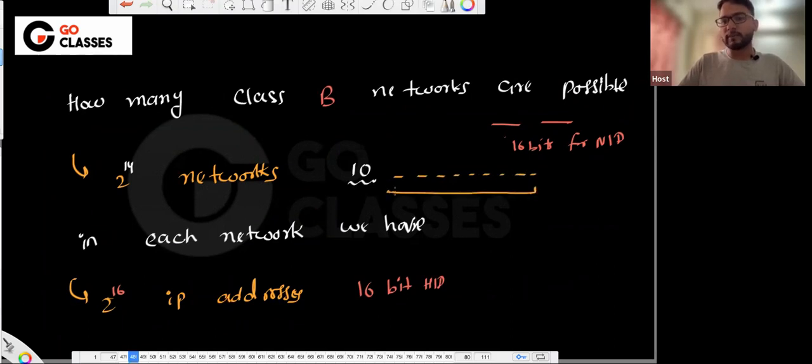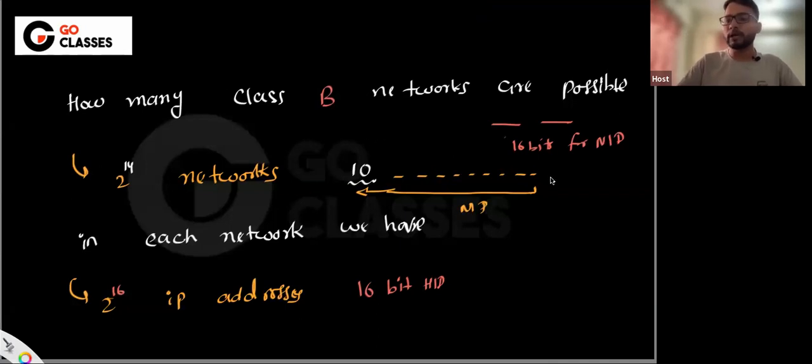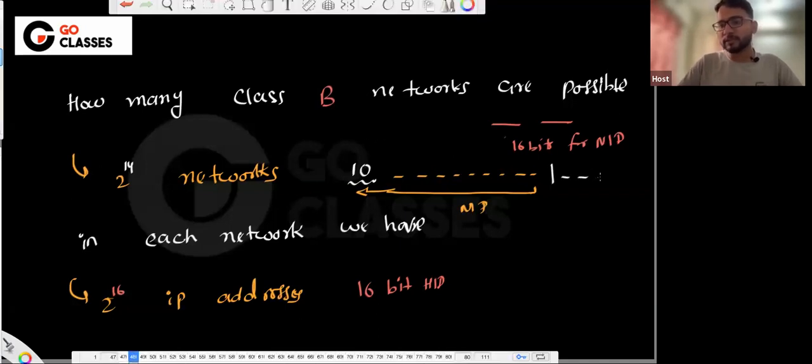This whole thing is representing the network ID, but you can only change these 14 bits out of them. So how many networks are possible? You will say 2 power 14. And then how many hosts are possible? These are 16 bits that you can change for the host. So 16 bits you can change for the host. That's why 2 power 16 IP addresses are possible.